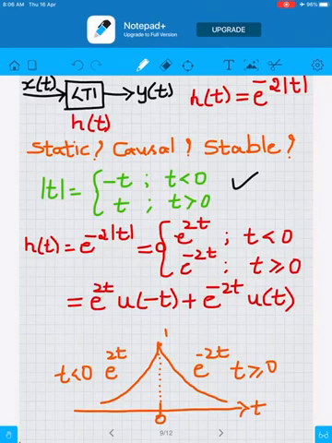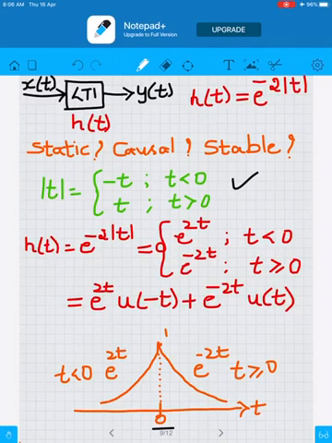We know that t less than 0 is the u of minus t function, and t greater than or equal to 0 is the u of t function. Hence h of t can also be written as e power 2t into u of minus t plus e power minus 2t into u of t. Now how does this function look? The function looks like this for t greater than or equal to 0 and for t less than 0, and it is symmetric with respect to the y-axis, that is, at t equal to 0.